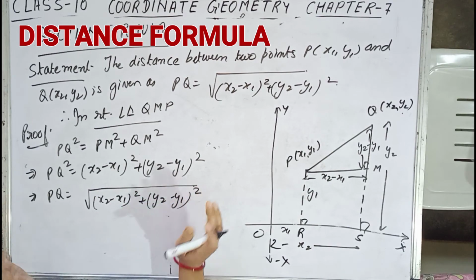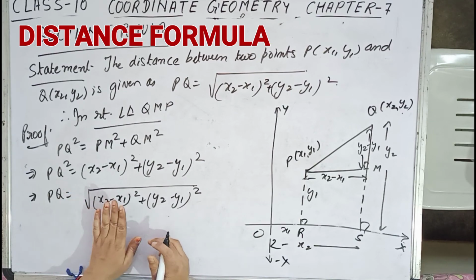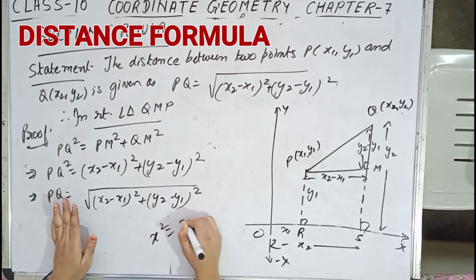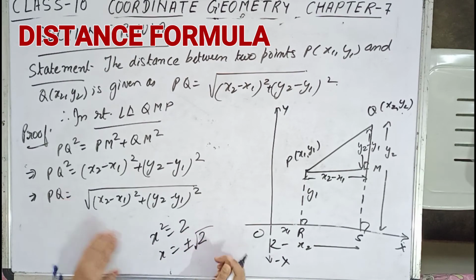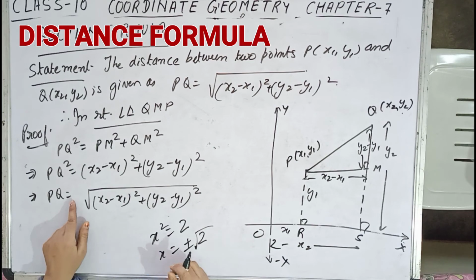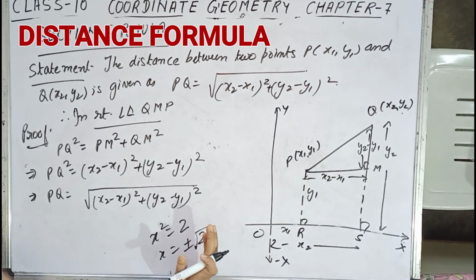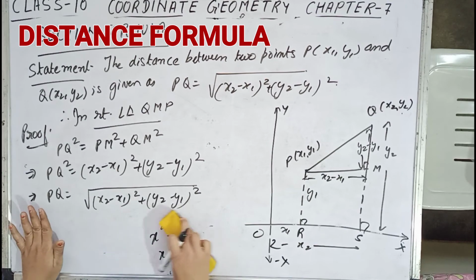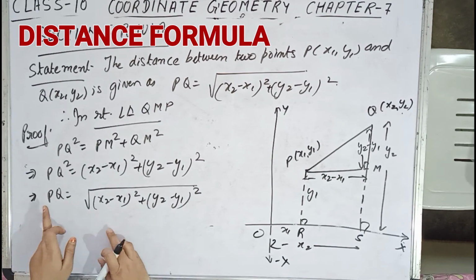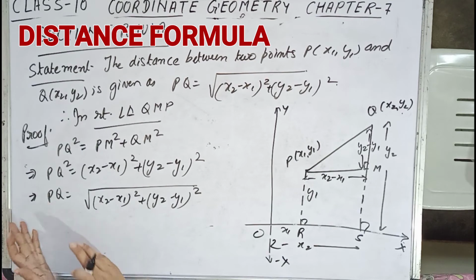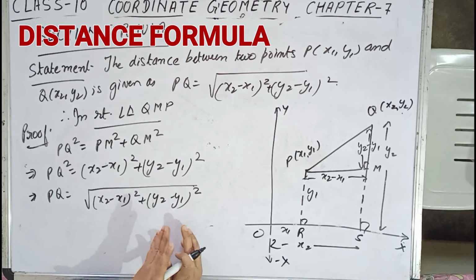Now here the question arises, I should have written PQ equals plus minus something, because x square equals something gives x equals plus minus that term. But over here I have written only plus, means I have considered the positive, because distance we can never take as negative. I think you understand. That's why only positive sign is considered. Therefore the distance between the 2 points P and Q is given as PQ equals under root of (x2 minus x1) whole square plus (y2 minus y1) whole square.